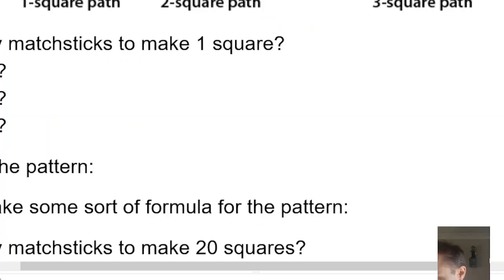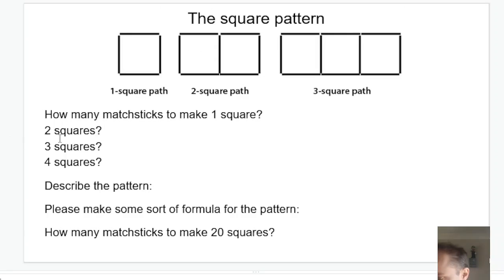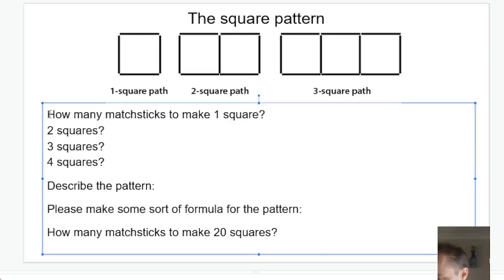Okay, mentals. How many matchsticks make one square? How many matchsticks make 2 squares? Count them. How many make 3 squares? And can you follow the pattern to see how many make 4 squares? And I'm hoping that you realize that every time you ask the question, you started with how many matchsticks to make 4 squares.